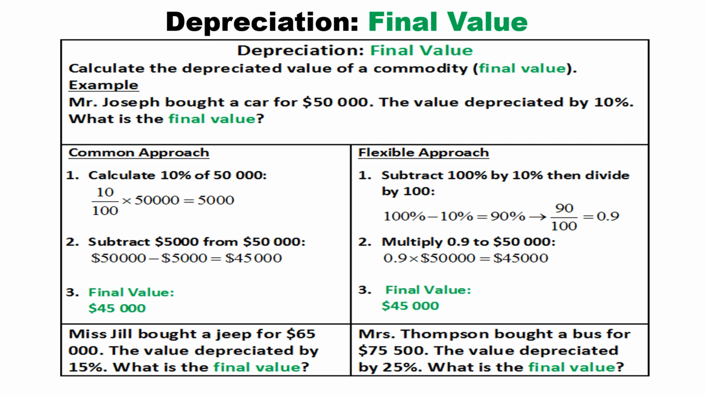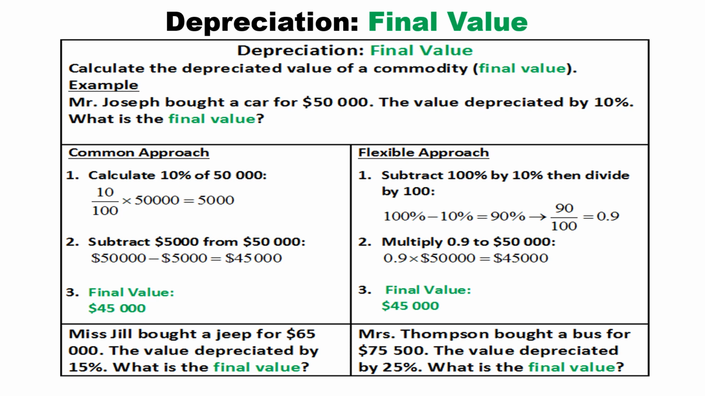Now if you apply the flexible approach, you first use the 100%. You always start with the 100%, but you subtract it by 10% because you are depreciating. So you have 100%, subtract 10% will give us 90%. You convert 90% to a decimal, you divide by 100, that's 0.9. And step number 2, you multiply the 0.9 to the 50,000, and you're getting back the same 45,000, and your final value will be 45,000.